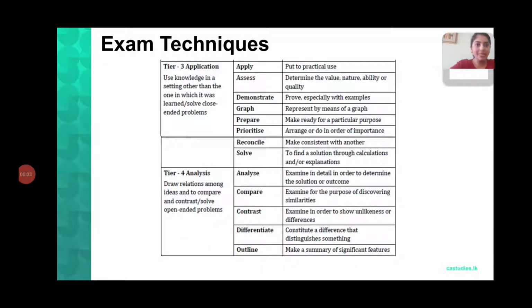Tier 3 is application. So in application, you'll have words like apply, assess, demonstrate, graph, prepare and prioritize, and even reconcile and solve. So let's see what each of them means. But overall, what they expect is for you to apply, in further detail, your theoretical knowledge to the practical scenario and give your conclusion. Okay, let's see. Apply means, as directly stated, put to practical use.